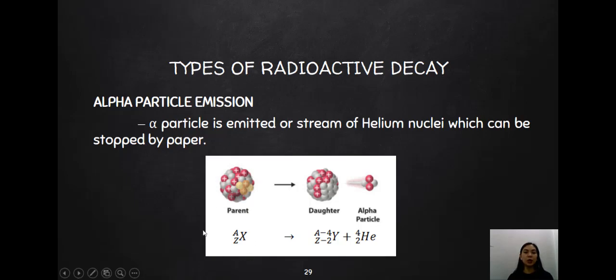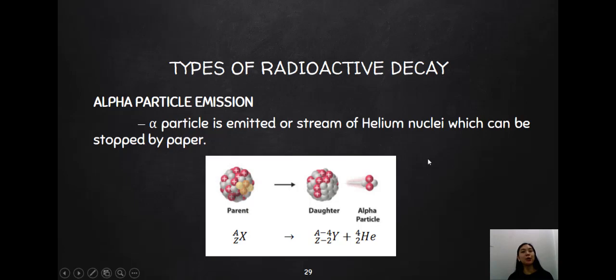So, if this is your parent nuclei, of course, that's your element, that's your mass number, and this is your atomic number, it will undergo alpha particle emission. Meaning, mag-emit siya ng isang helium nuclei. So, this is the alpha particle or helium nuclei. Tapos, syempre, since natanggalan po siya ng dalawang proton, mababago na po yung element. So, that's how some radioactive elements reach their stability by emitting an alpha particle.